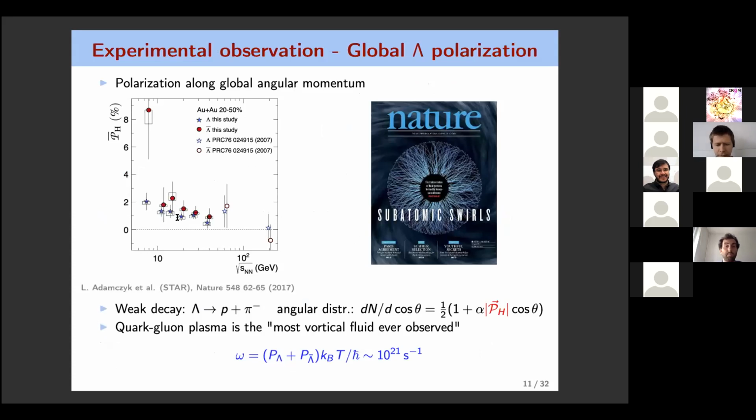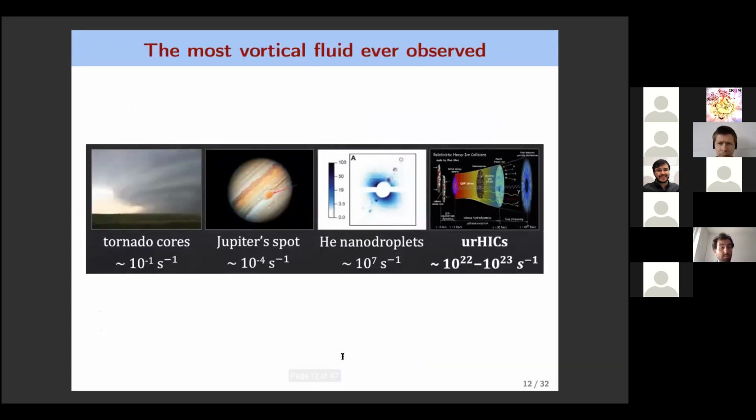And this is something that has been observed, as said before, through the weak decay of the lambdas, which directly connects to the polarization vector of the lambdas. And it has indeed been shown that these estimates were consistent, and the vorticity is indeed very high. It is actually the highest fluid ever observed, and these are some orders of magnitude of highly rotating systems present in the universe. So we see that we are orders of magnitude far from any other system present in nature, observed so far.